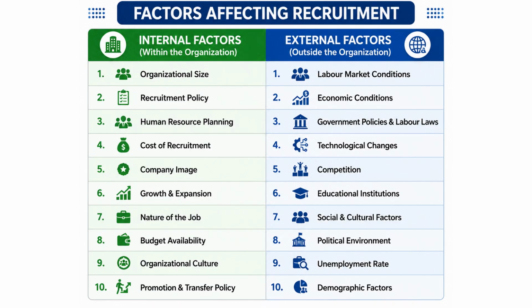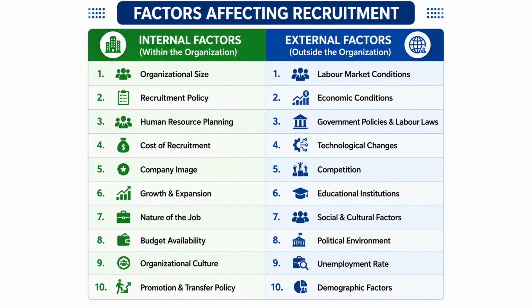Sixth one is growth and expansion. When a company expands its business, it needs additional employees. More growth means more recruitment. For example, a hospital opening a new branch will recruit doctors, nurses, and administrative staff.